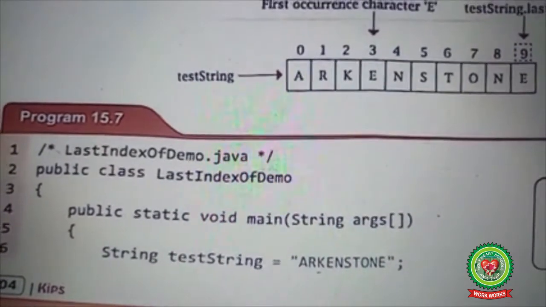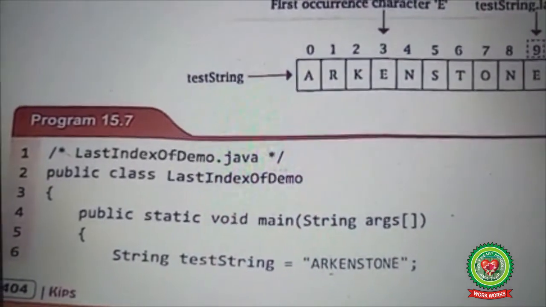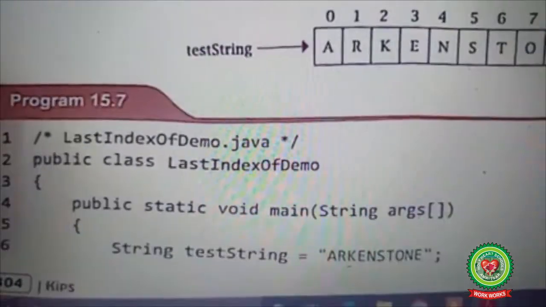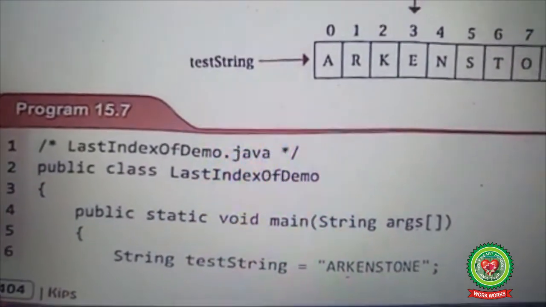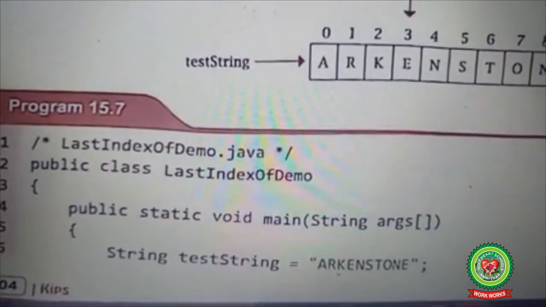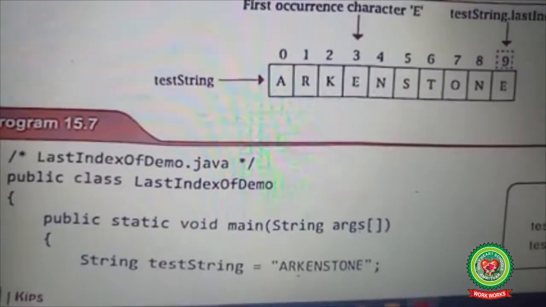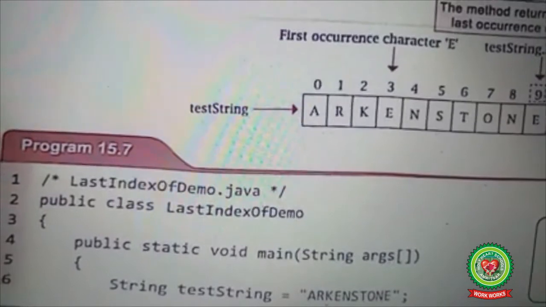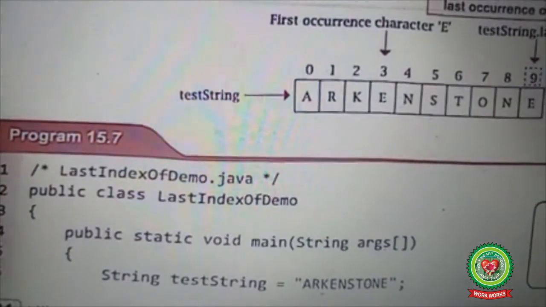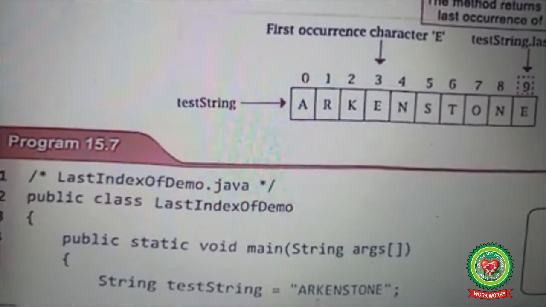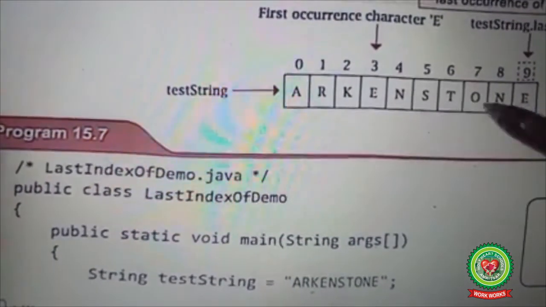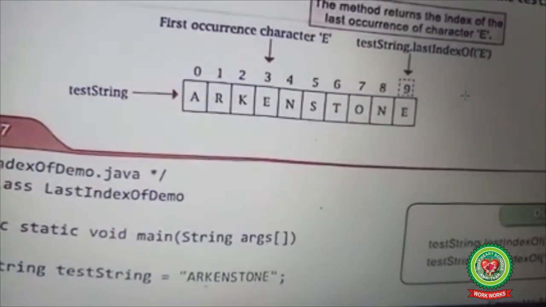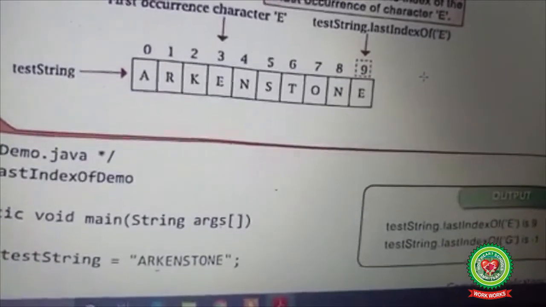Let's understand program 15.7 on page 404. Here a test string is ark and stone. Now, I am going to find the lastIndexOf E. So the lastIndexOf E will return answer 9. And in the same program, if I write lastIndexOf G, students, can you find the character G in this string? No. So for lastIndexOf G, the answer will be minus 1.